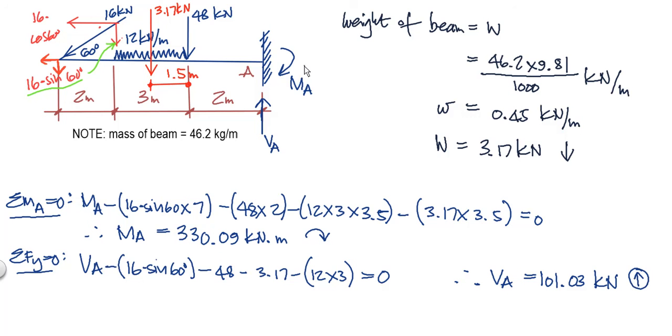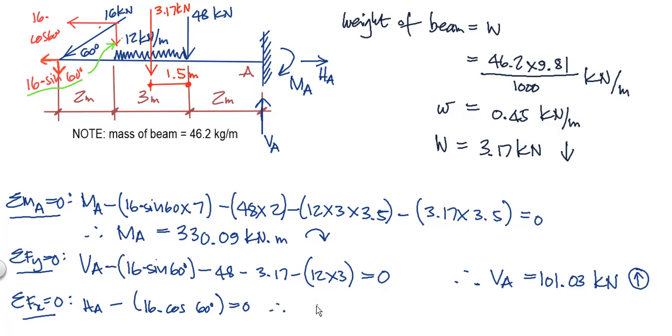HA is over here. I am going to assume it to be to the right. Why am I assuming HA to be to the right? Because I have a force going to the left. If I assumed HA going left and did my calculation, HA would have been a negative value. So I'm assuming it to be to the right. So I'm going to say the sum of the forces in the horizontal is equal to 0. So I've got HA minus 16 cos 60 equal to 0.